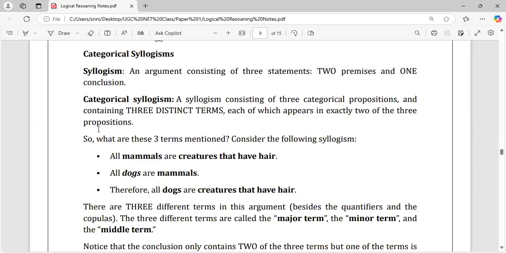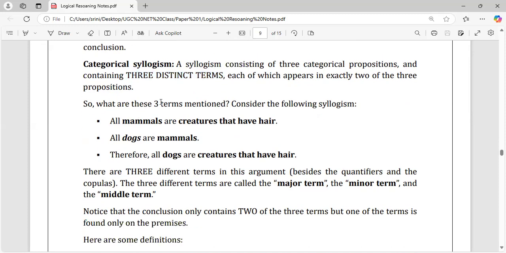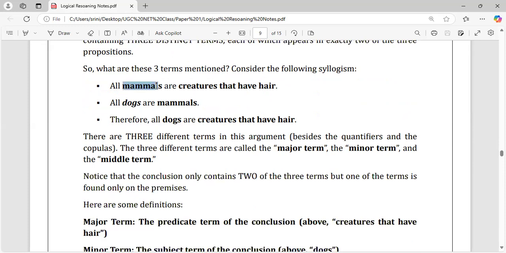Now syllogism. An argument consists of three statements, two premises and one conclusion. A categorical syllogism consists of three categorical propositions and contains three distinct terms. What are these three terms? All mammals are creatures that have hair. All dogs are mammals. Therefore, dogs are creatures that have hair. Here, besides the quantifiers and the copula, the three different terms are called the major term, minor term, and middle term.